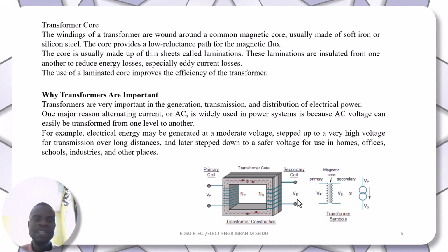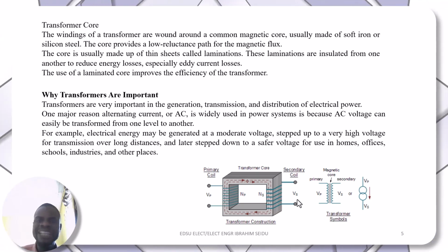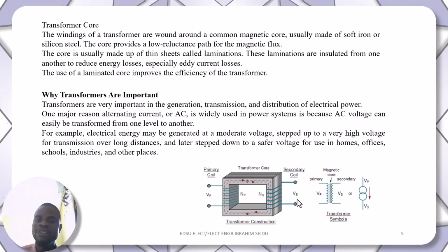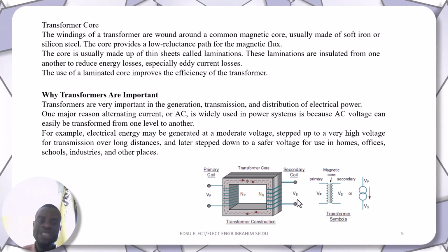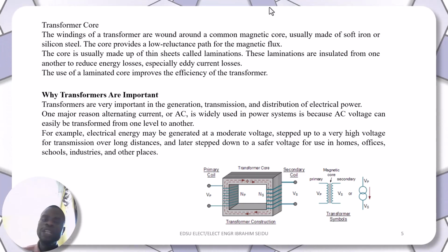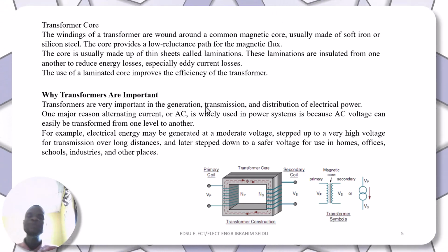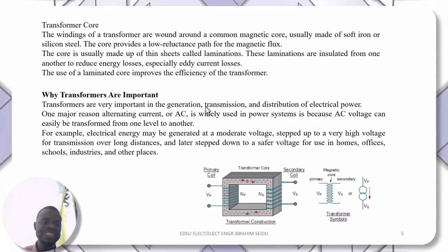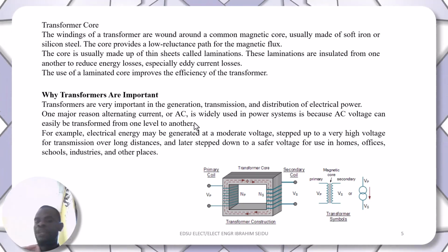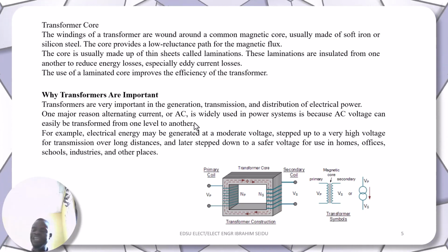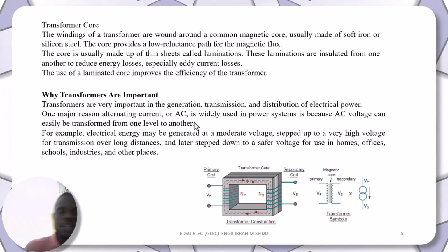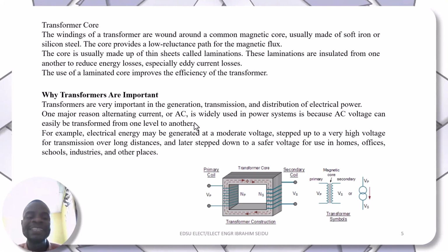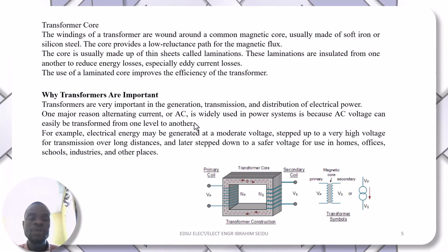Transformers are very important in the generation, transmission and distribution of electrical energy. One major reason alternating current or AC is widely used in power systems is because AC voltage can easily be transformed from one level to another. Looking at it, let's talk about the generation. The generating stations that we have are somehow distant from the load center. When citing a generating station, you cite it based on your resources, or based on the raw materials that are needed to make that generating station work.